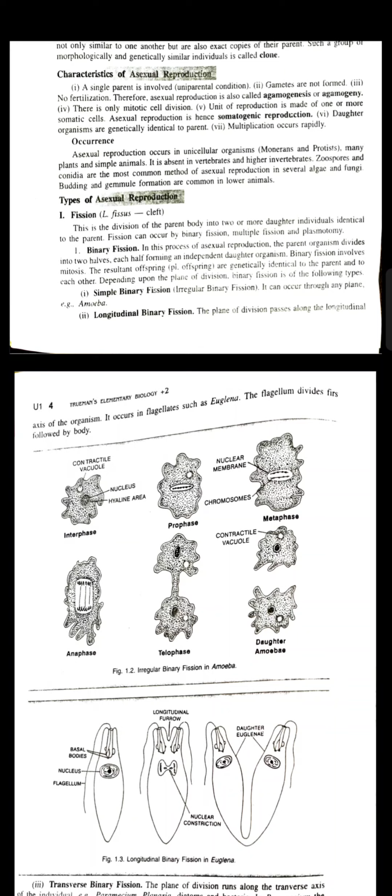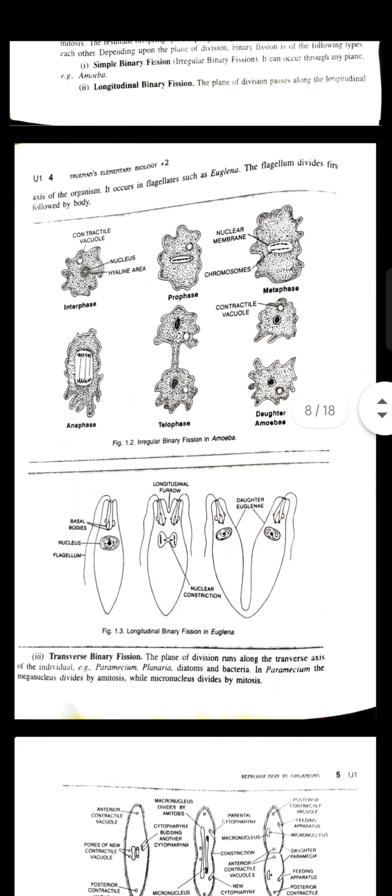Simple we can see in the diagram. The plane of the division is irregular, so in any plane it could be divided. Example is amoeba. Whereas if we talk about longitudinal binary fission, the plane of division passes only longitudinally, that is along the longitudinal axis. It occurs in the flagellates such as Euglena.